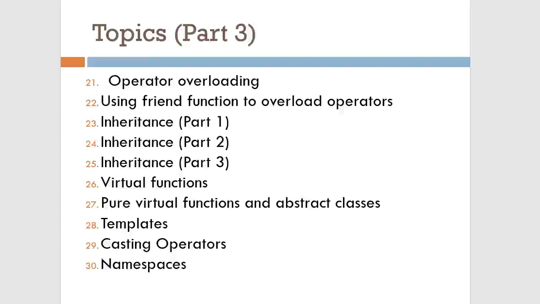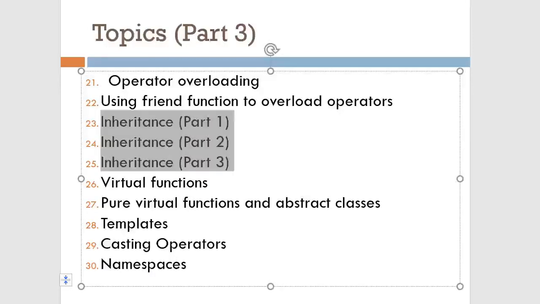In part 3, we'll talk about more advanced features of C++, like operator overloading, and using friend functions to overload operators. Then we'll discuss inheritance in these three parts. We'll talk about virtual functions and abstract classes. And finally, the quite new features of C++: templates, casting operators, and namespaces.